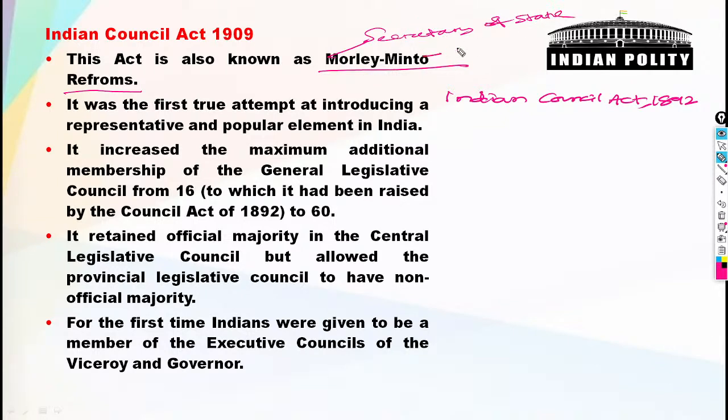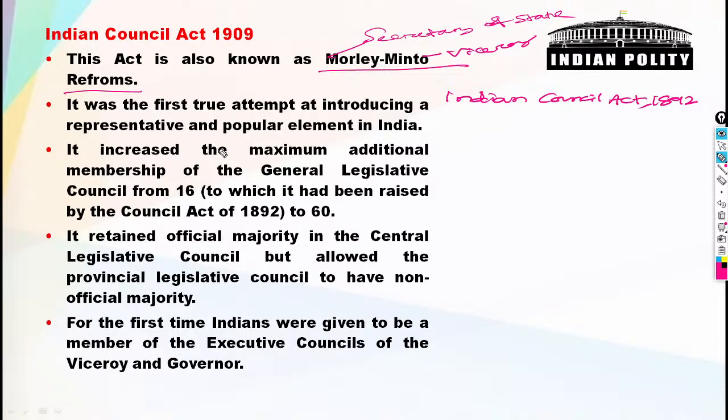Okay, and Minto was the Viceroy of India at that time. So together, this act is known as the Morley Minto reforms. It increased a more representative system. You can say it is the beginning of the permanent representative system, the popular element in India.